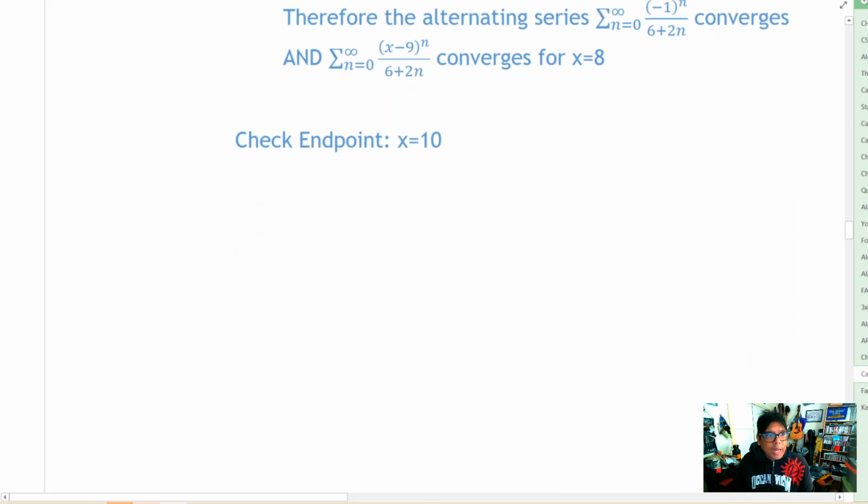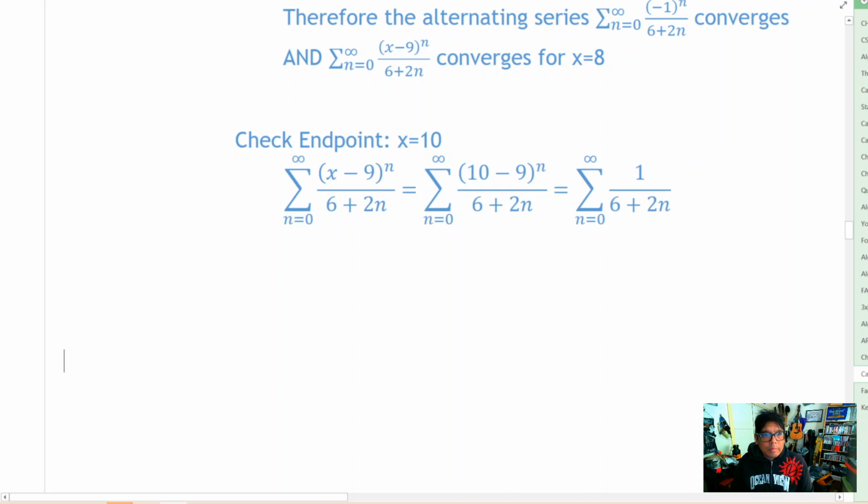Now we've got to check our next endpoint, x equals 10. So we're going to do something similar. We're going to start with the series again, and then we're going to substitute 10, and then simplify. Now that we've simplified, let's check out the first few terms of this series. Okay, this is not an alternating series, and so we're not going to use the Leibniz test again.